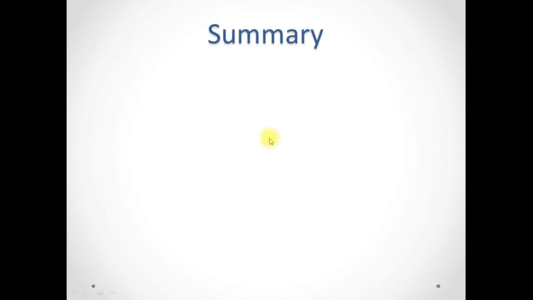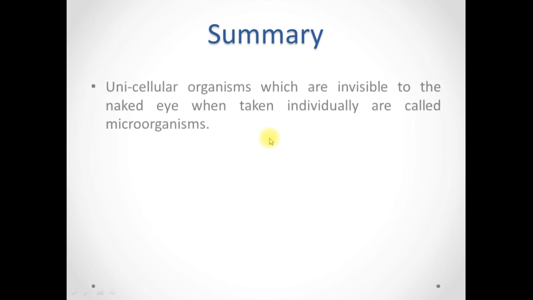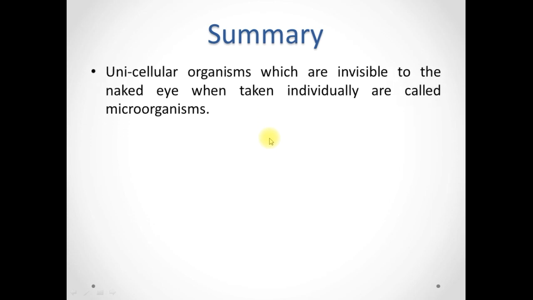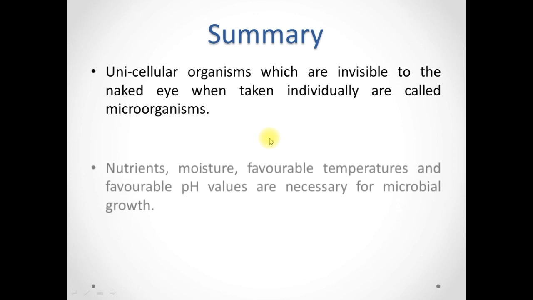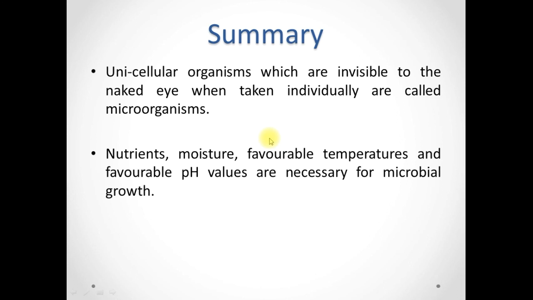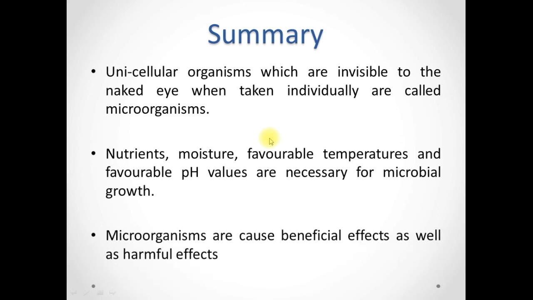So here we come to the end of this unit. And in this unit, we have learned that unicellular organisms, which are invisible to the naked eye, when taken individually are called microorganisms. Nutrients, moisture, favorable temperature, and favorable pH values are necessary for microbial growth. Microorganisms can cause beneficial effects as well as harmful effects.